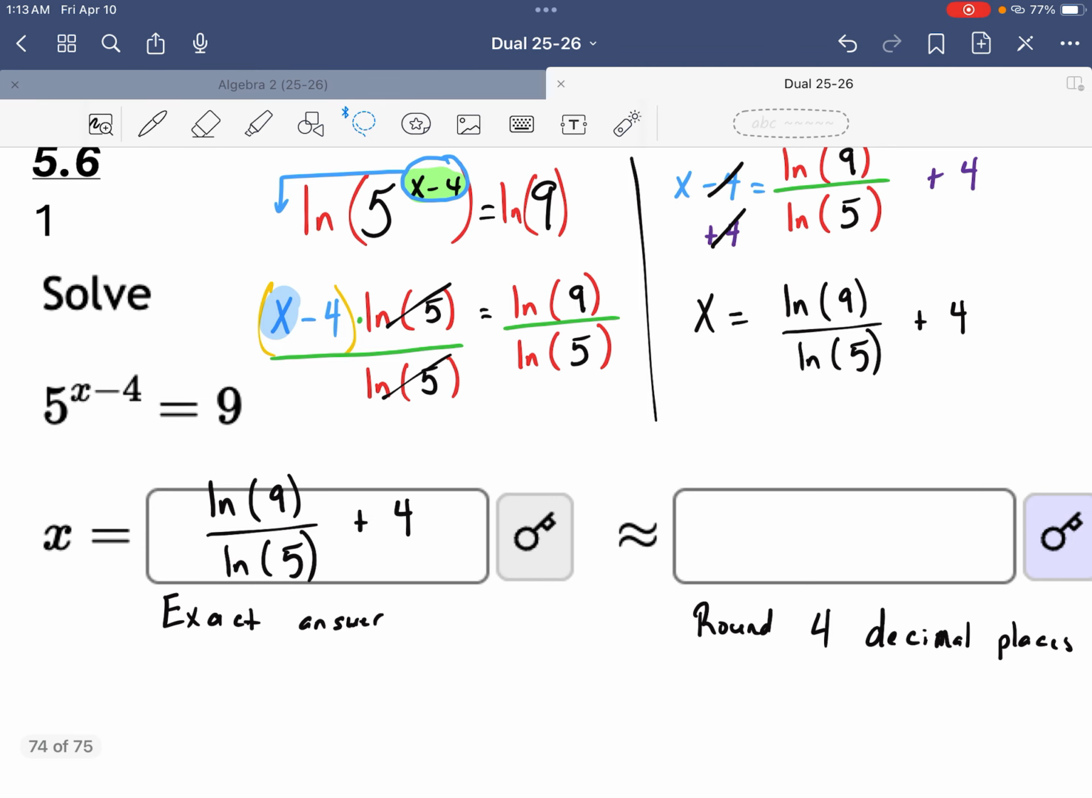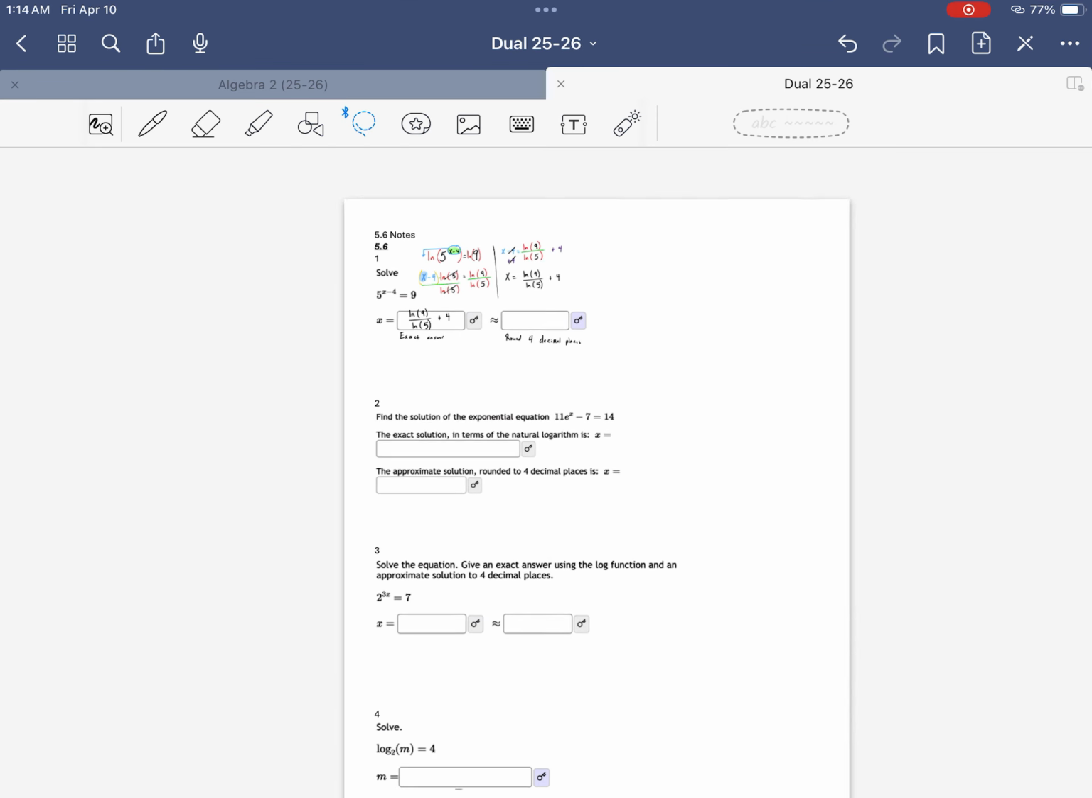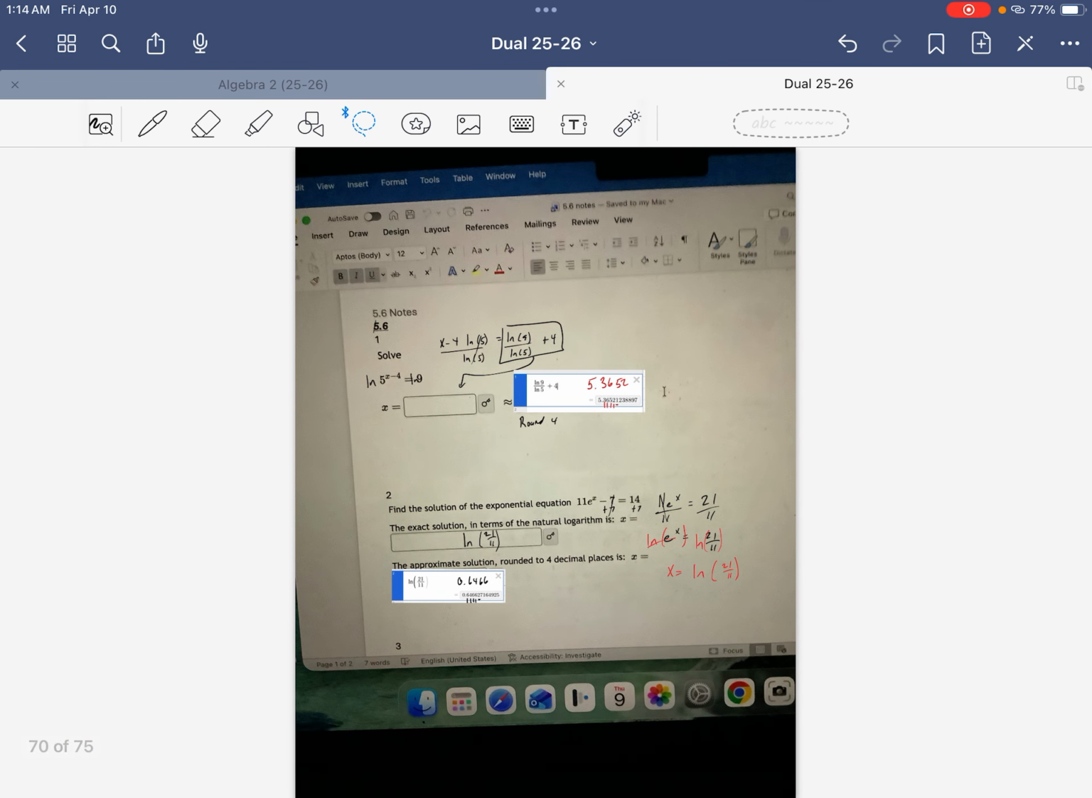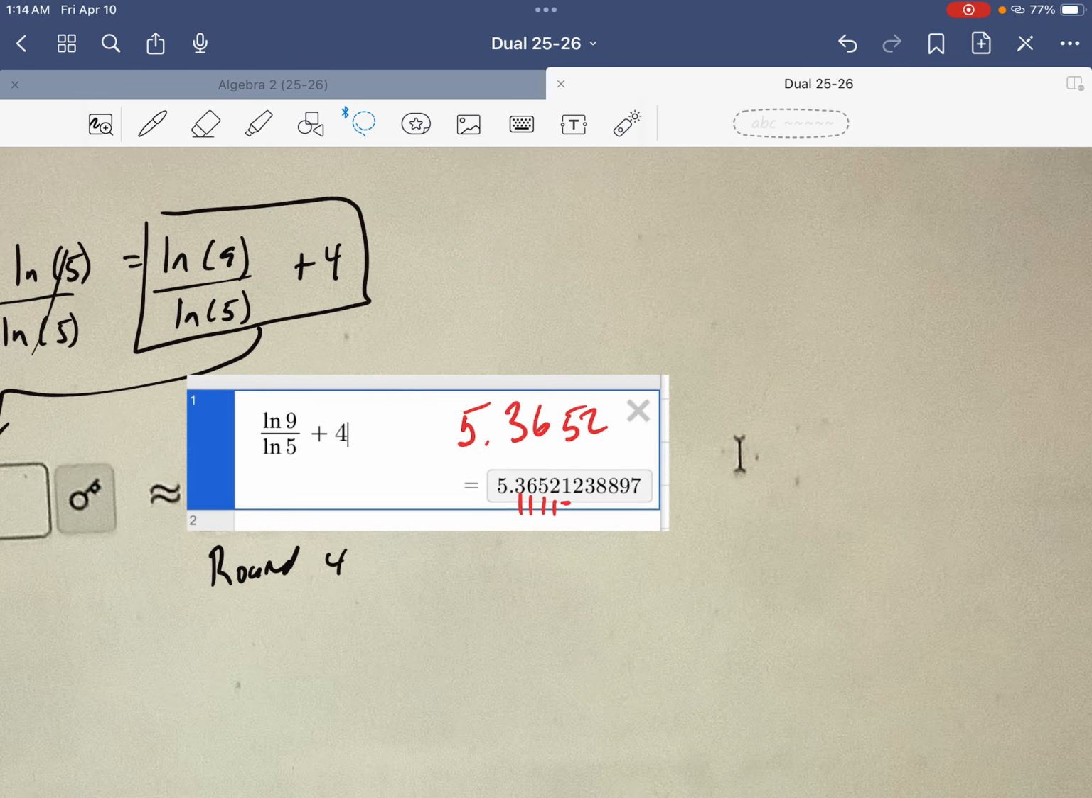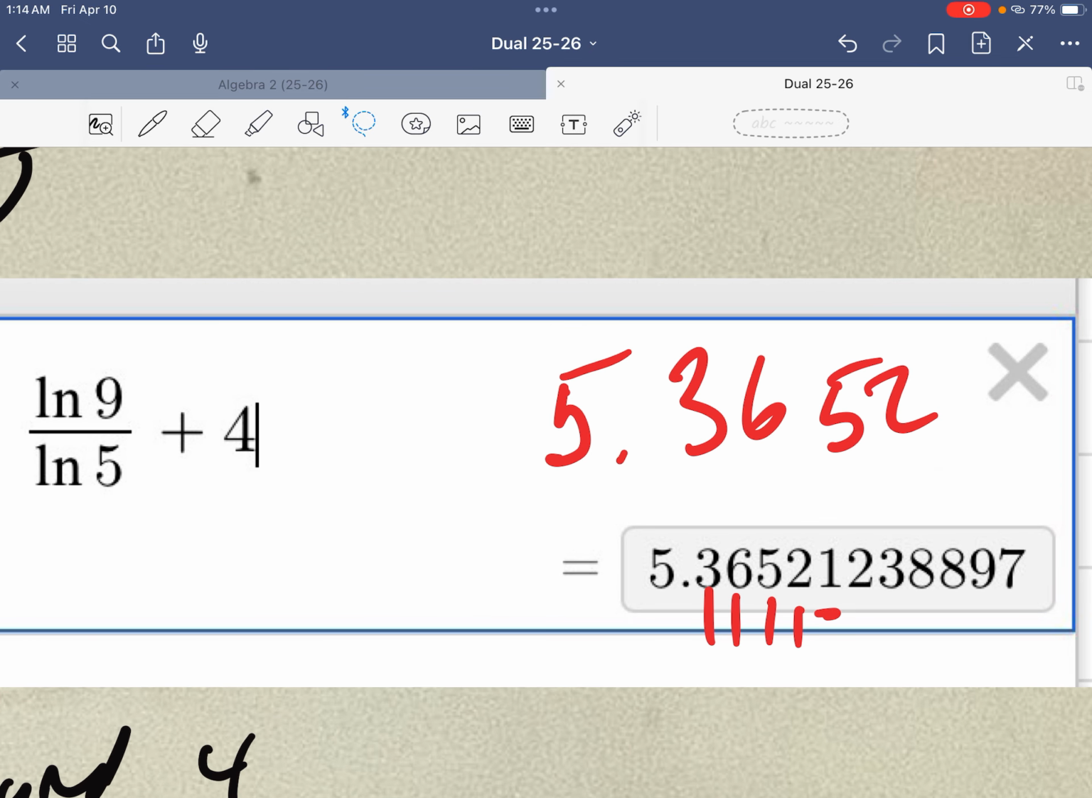And then how do you get the approximate answer? Well, the approximate answer is you plug all that into Desmos and it will give you the decimal answer. Okay? Again, how do you plug into Desmos? I don't feel like typing it on my iPad, so I'm just going to show you what I did in my notes while I was driving. See? Type it on Desmos: ln 9 divided by ln 5. If you need to, you can put parentheses, ln parentheses. It doesn't matter. So ln 9 divided by ln 5 and then plus 4.